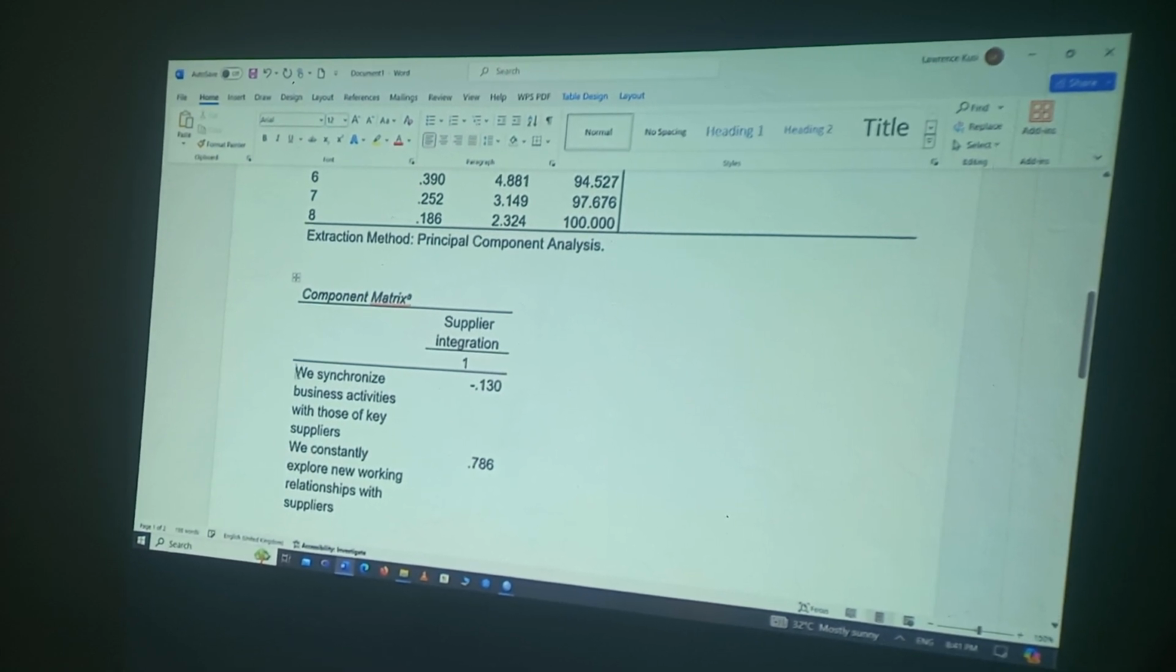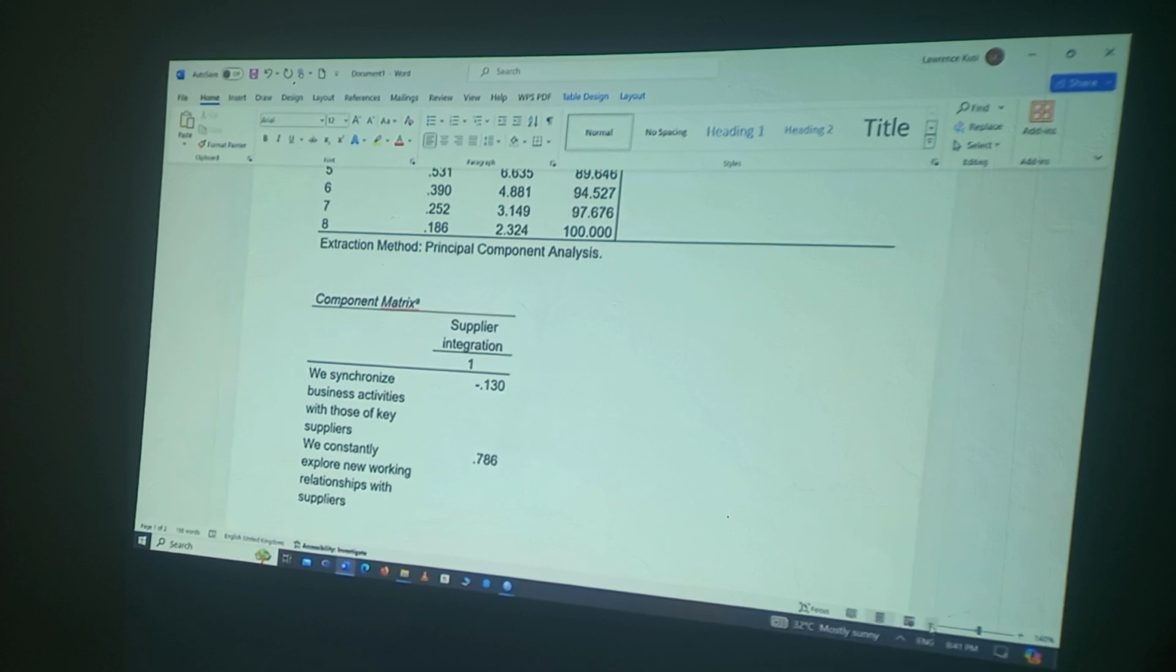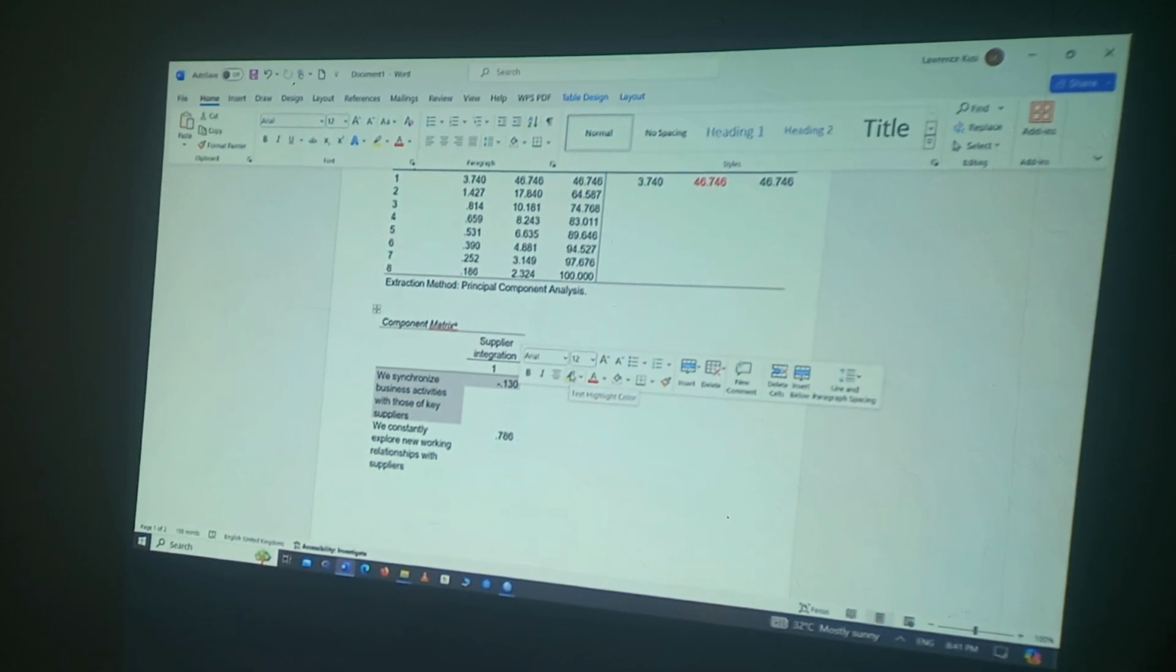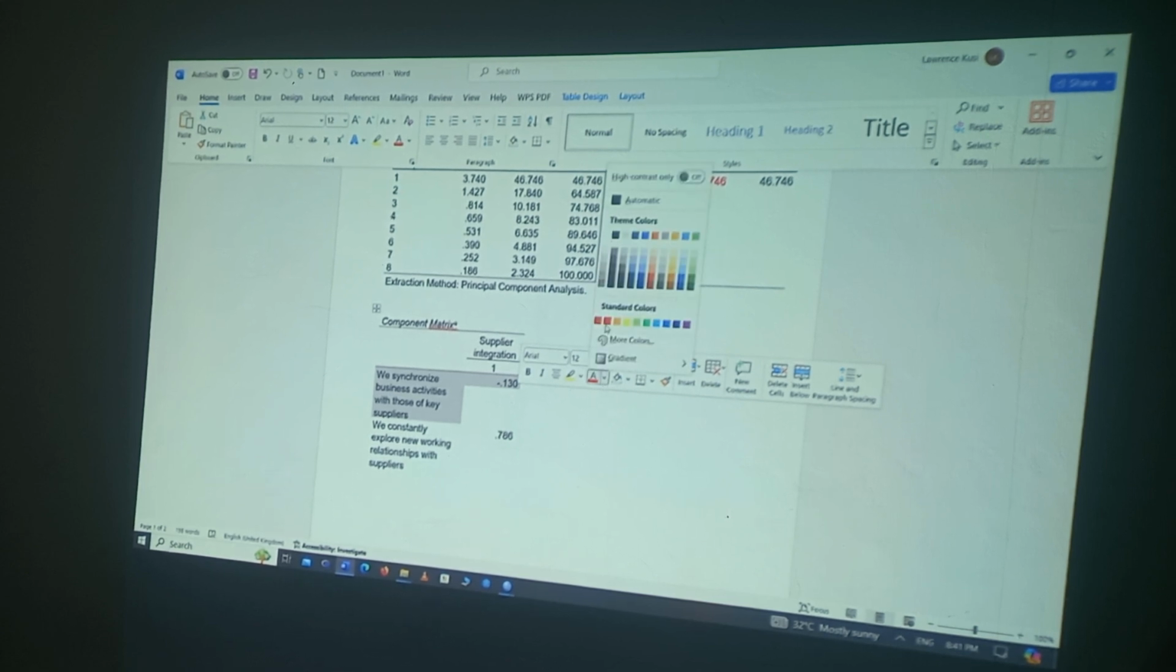It says: we synchronize business activities with those of key suppliers. Is that not it? Its relationship is what? Minus 0.130, which is less than 0.3. So is it a valid question? Not valid. Let's make it red. Correct. Okay, it's a sign of red.